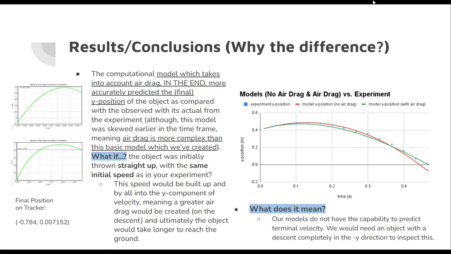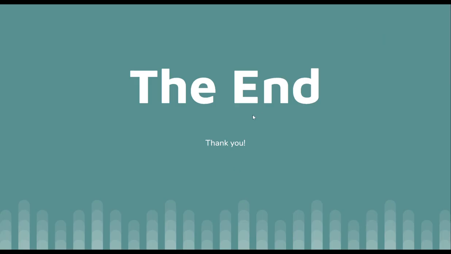And then the what if question: what if the object was initially thrown straight up with the same initial speed as in our experiment? Basically the speed would be built up all into the Y component of velocity, meaning on its descent there would be greater air drag and it would take longer to reach the ground. And so what does this mean? In order to investigate the idea of terminal velocity, we would need to create a model which has a descent completely in the negative Y direction. And that's it. Thank you.